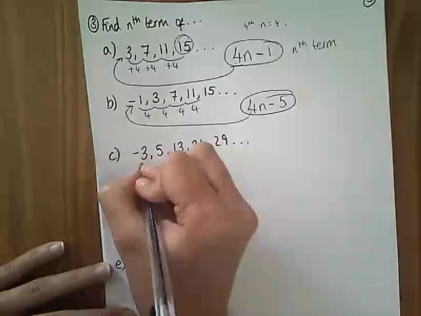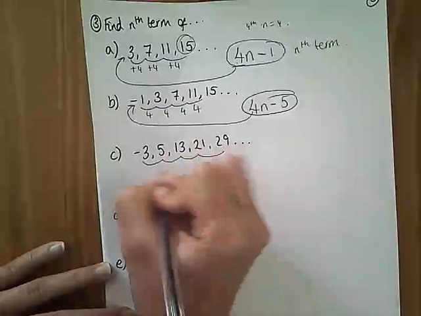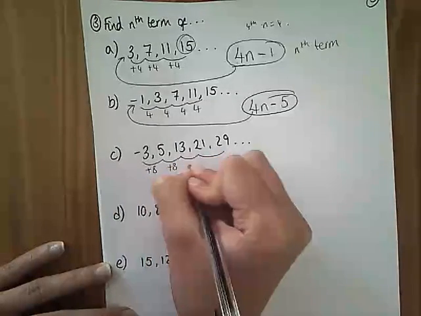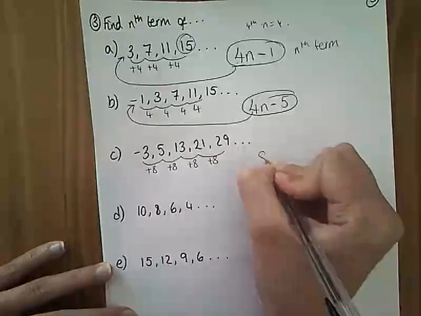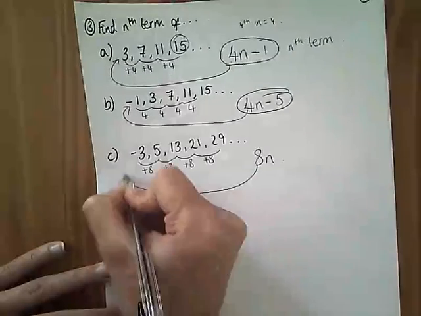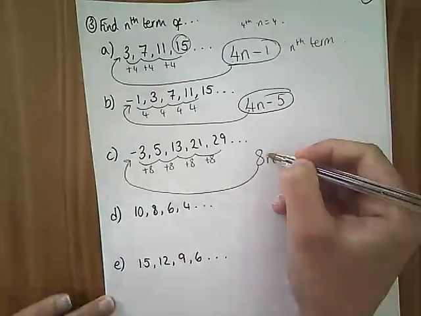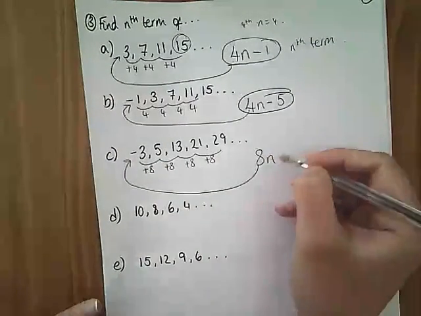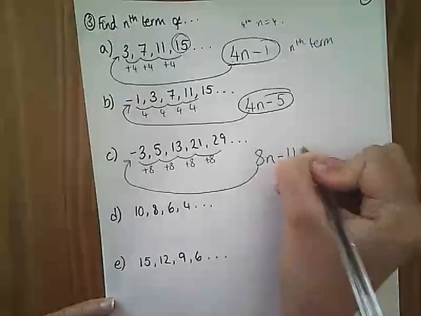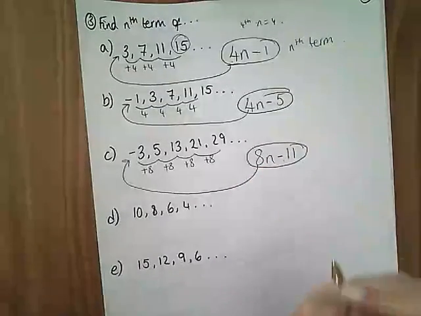Okay, here, what am I going up in each time? I'm going up in 8s, hopefully. So that number goes in front of n. How do I get from 8 to negative 3? Well, if I take away 8 from 8, I get to 0, and I've got 3 more to take away, which means I'll have taken away a total of 11. So it's 8n, take away 11.